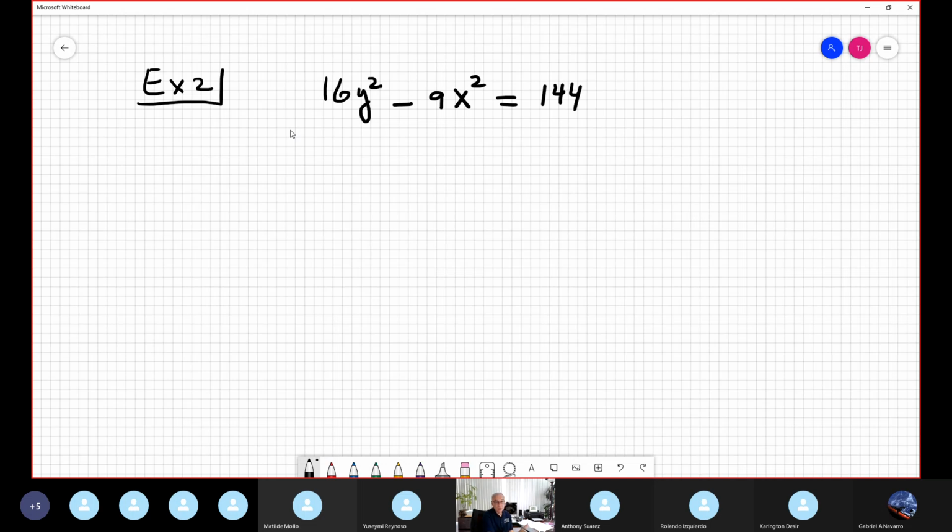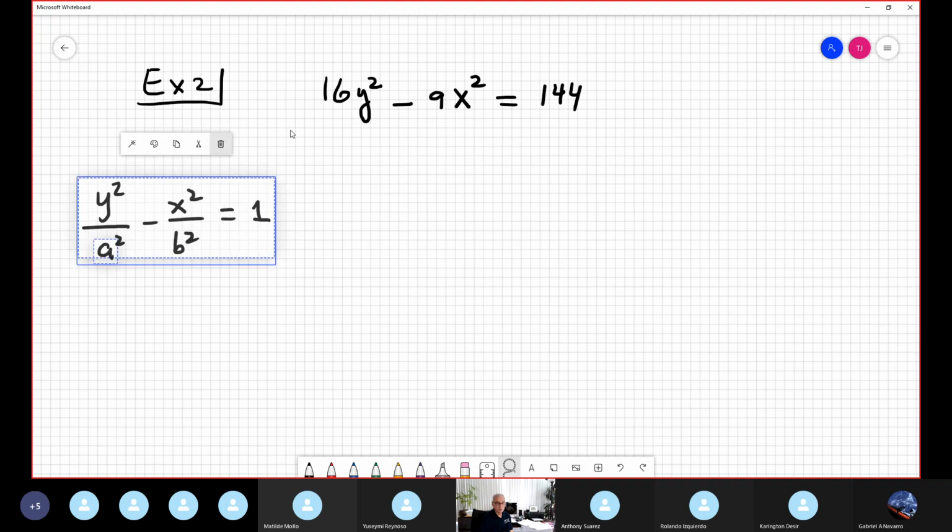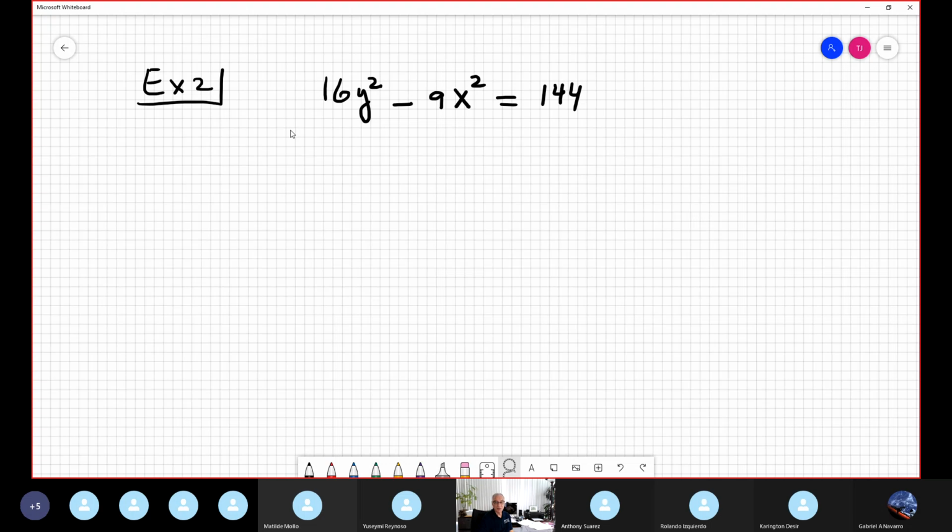Well, professor, this is not expressed in standard form, because in standard form the right-hand side must be 1. The classic equation I have in my brain of the hyperbola is y squared over a squared minus x squared over b squared equals 1. So don't expect that I give you in the test something so nice. I give you completely disorganized, and you immediately analyze to express it in standard form.